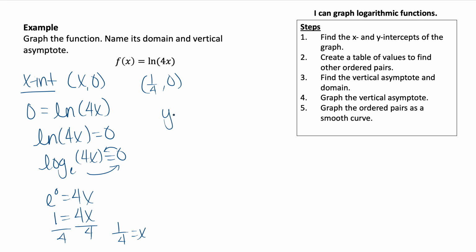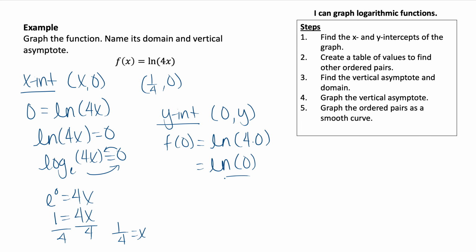Now let's figure out the y-intercept. So the y-intercept will occur where x equals 0. So we have 0, y. If we plug in x equals 0, we get f of 0 equals the ln of 4 times 0. So that tells us the natural log of 0, which once again we can't take, right? This 4x has to be greater than 0. So we don't have a y-intercept, but we do have an x-intercept.